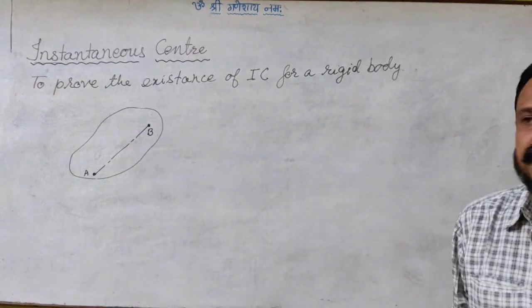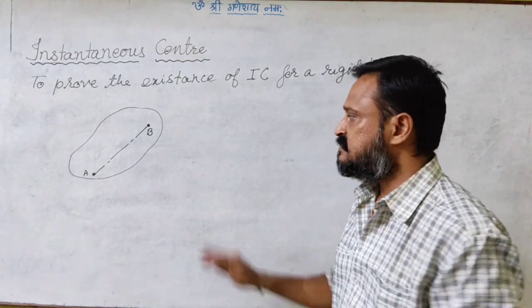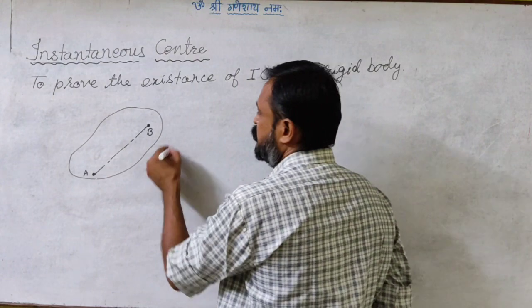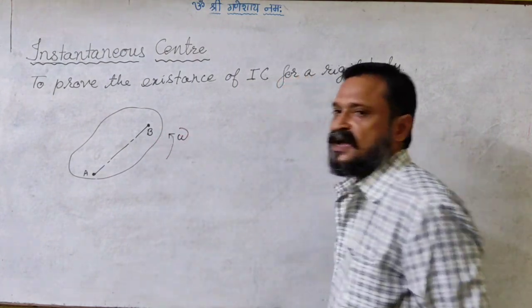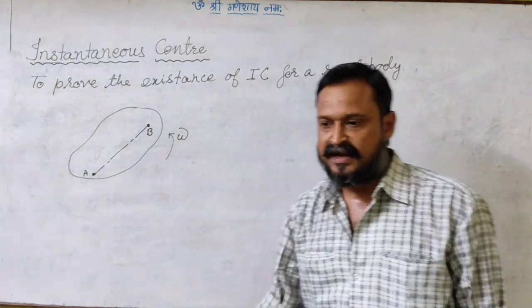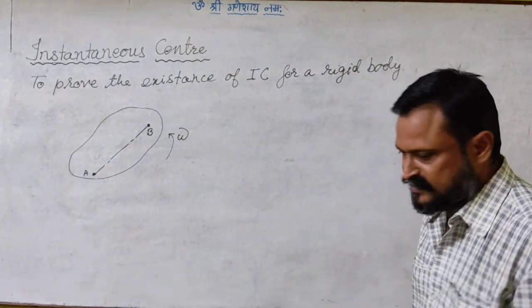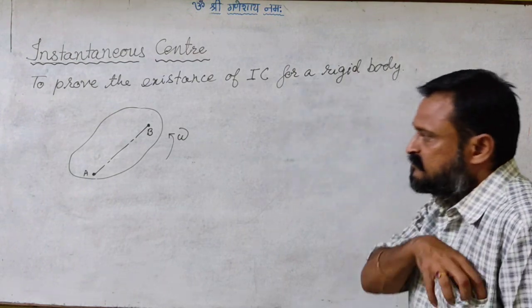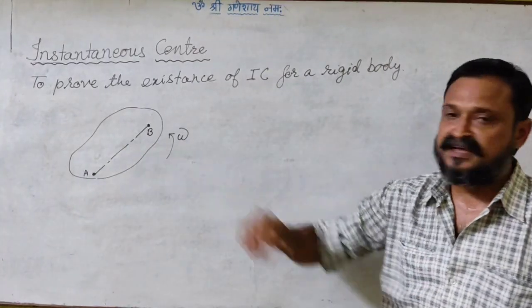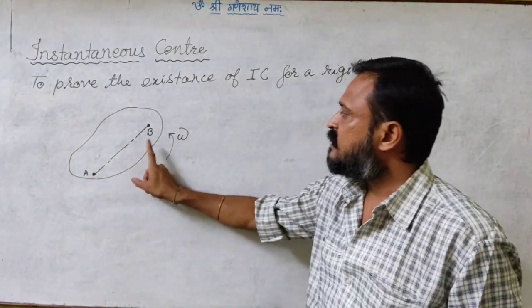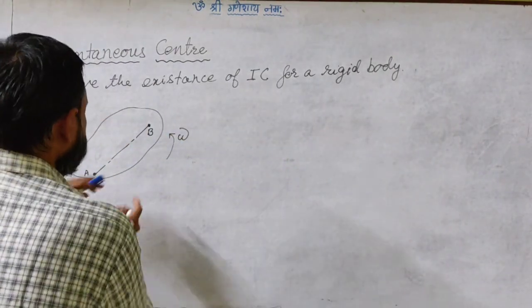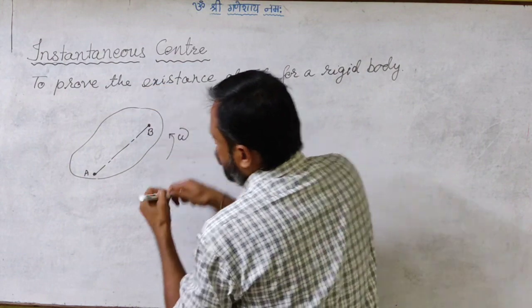Now this AB will have the same motion on this plane as that of this rigid body. So maybe let us say this is having motion with angular velocity omega. Now if this is the condition for this instant, then we can say that the instantaneous velocity of point A and point B can be expressed.